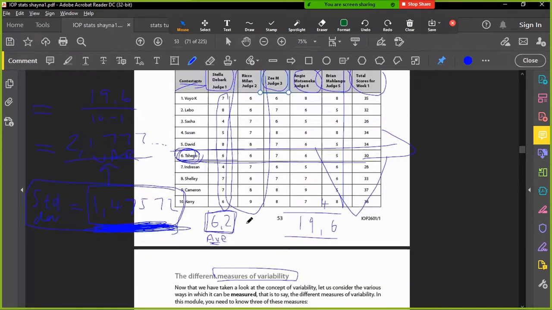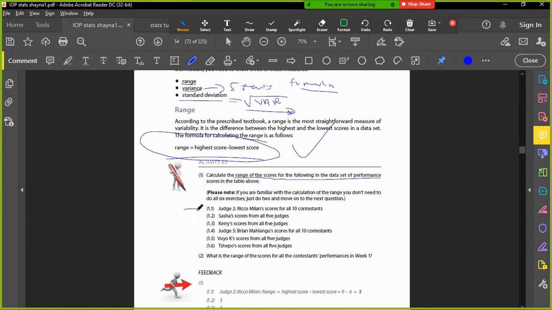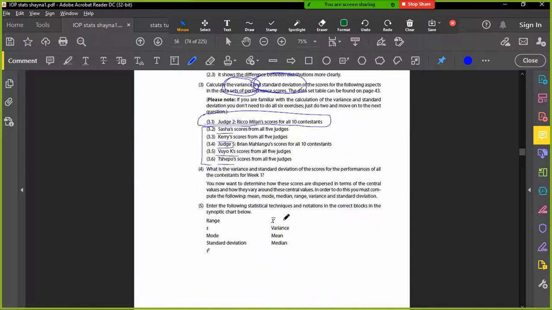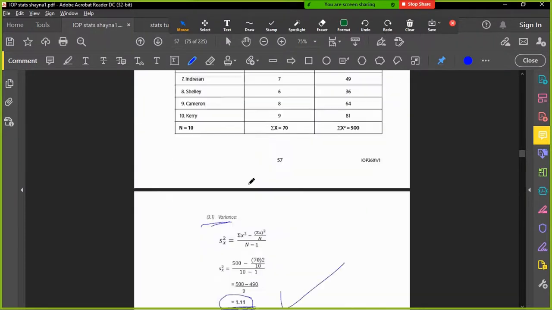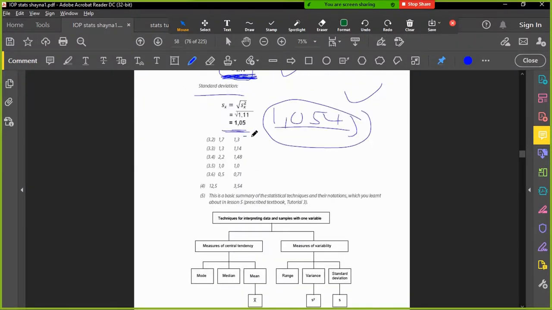Yeah, but you've got all the different questions there, and then you've got answers for variance and standard deviation. Right, and the answers are there. You can check them and you can see if they're correct. If they're not correct, then we can check them next week if you want.